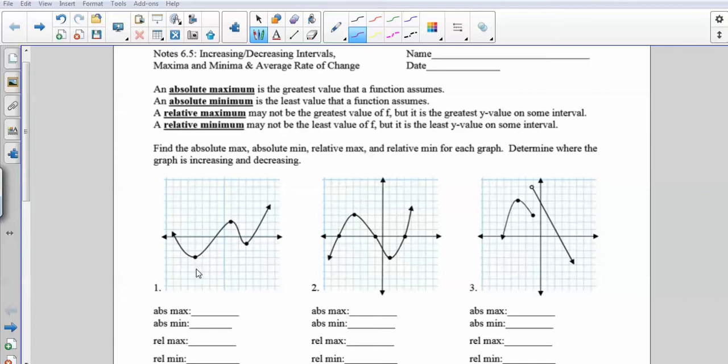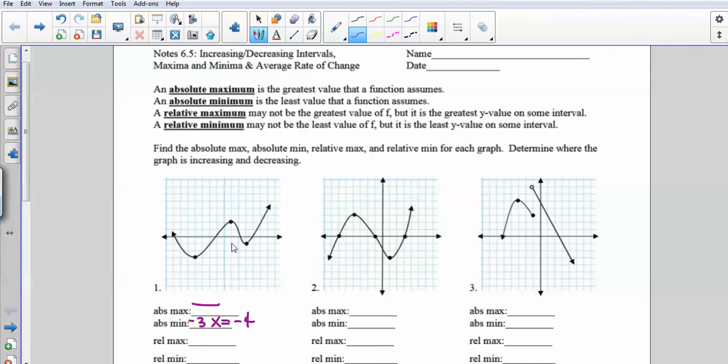An absolute maximum would be the biggest point on the graph, but if your graph is going to infinity, then there is no biggest point. So we would just write none. The absolute minimum would be the smallest point on the graph, so we can see that the smallest point on the graph is here at -3, and the location of that smallest point is when x equals -4.